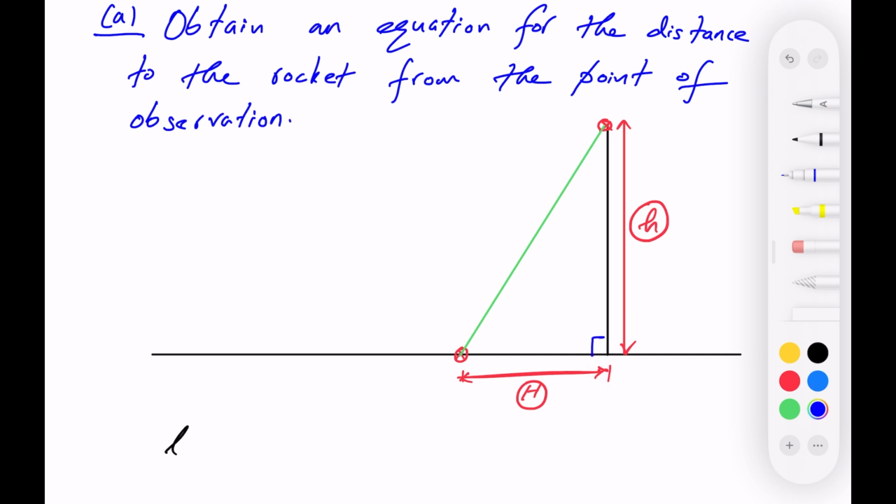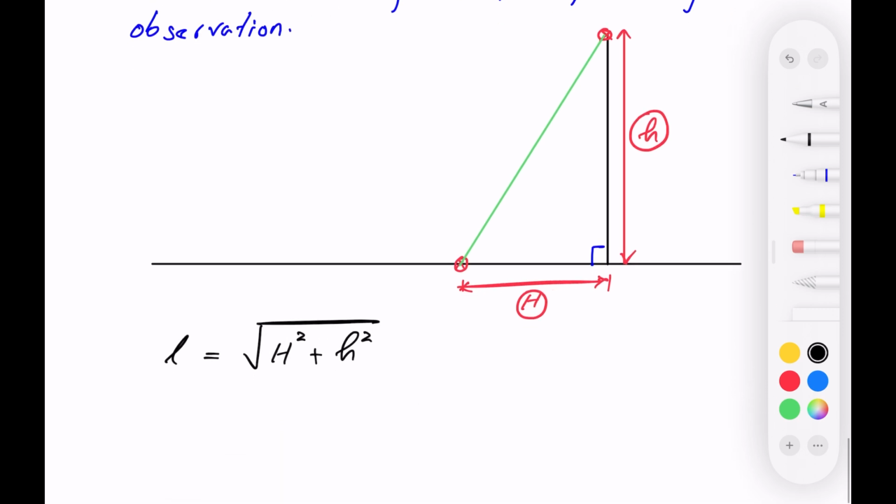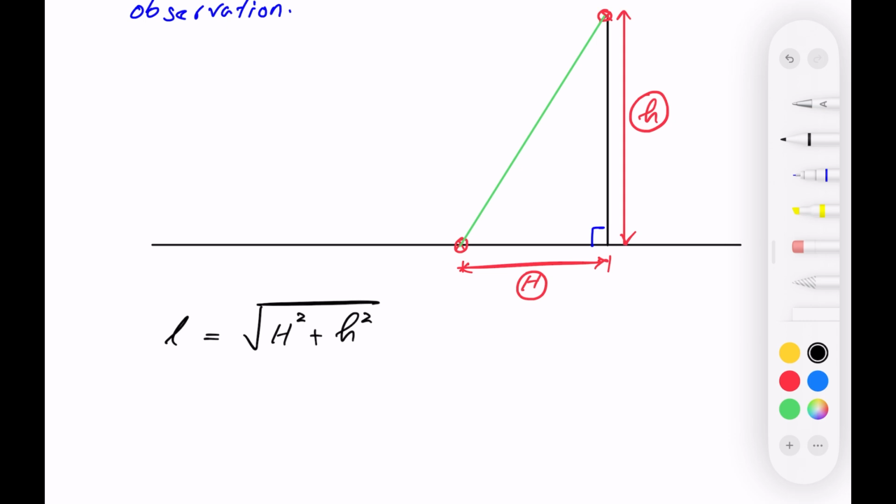So what should be the length L? That means the length along the green line. That should be equal to the square root of capital H squared plus lowercase h squared. As soon as you write down this equation, it's important that we understand the variables and the constants. What can you say about L? L very clearly is a variable of time.